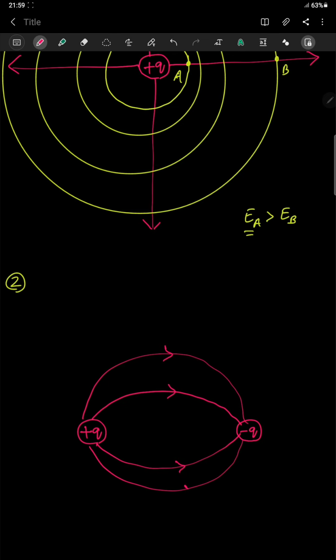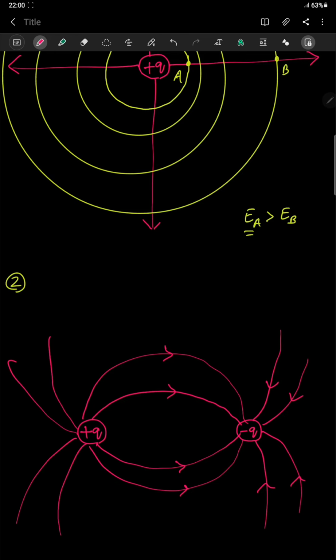So these are the electric field lines which I am drawing. Okay, few more we have to draw. So these are the field lines basically. Okay, what about plus q? It will be in this manner. Okay, so these are the field lines.